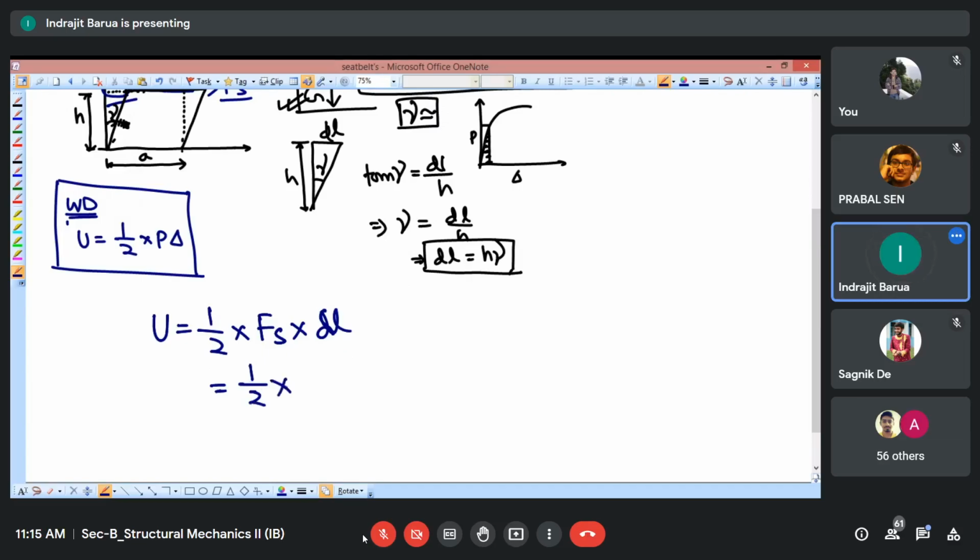So half into, this will be, Fs was how much? Tau into A into B. Here tau is what? Shear stress. Yes, correct. And this dl is how much? H into gamma.